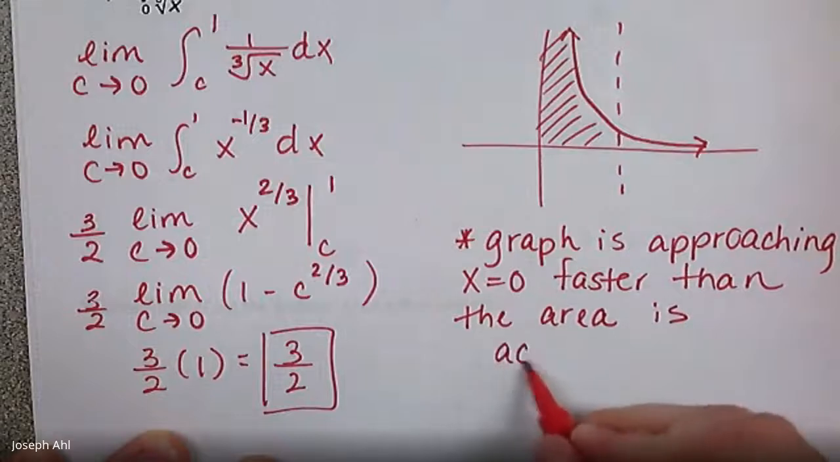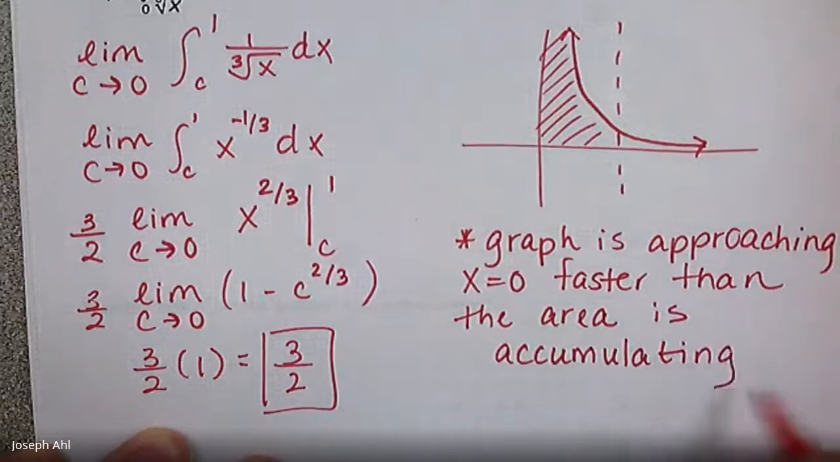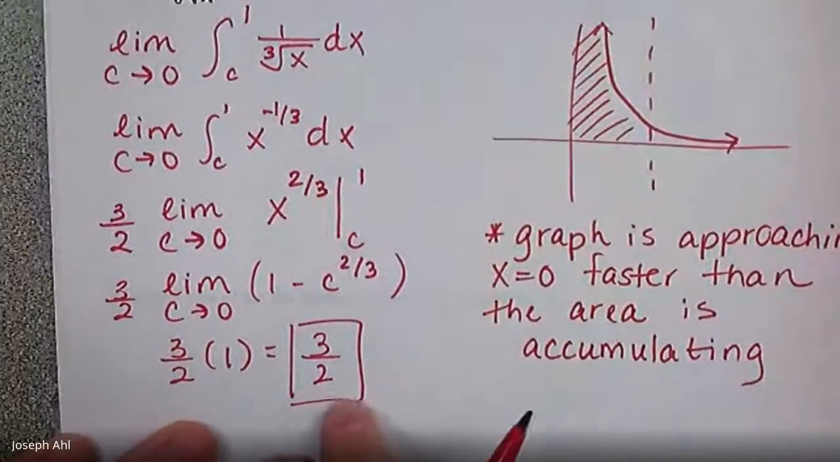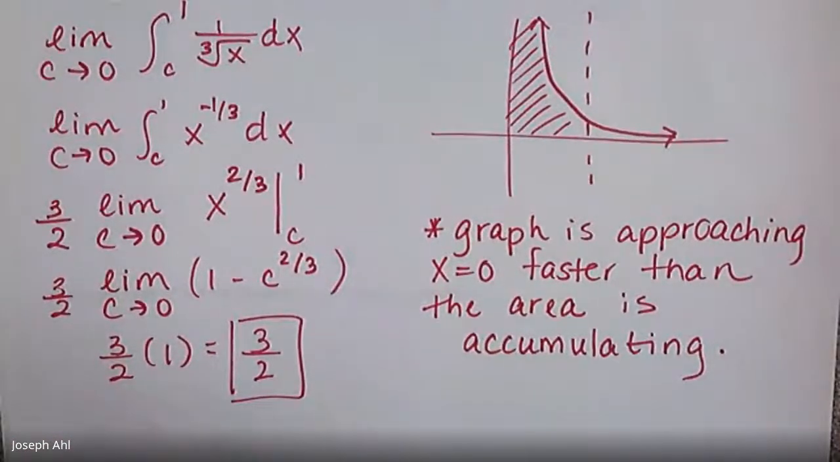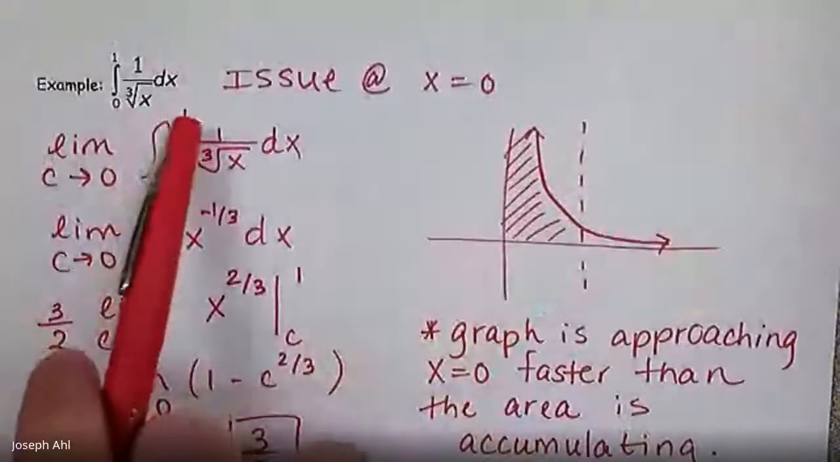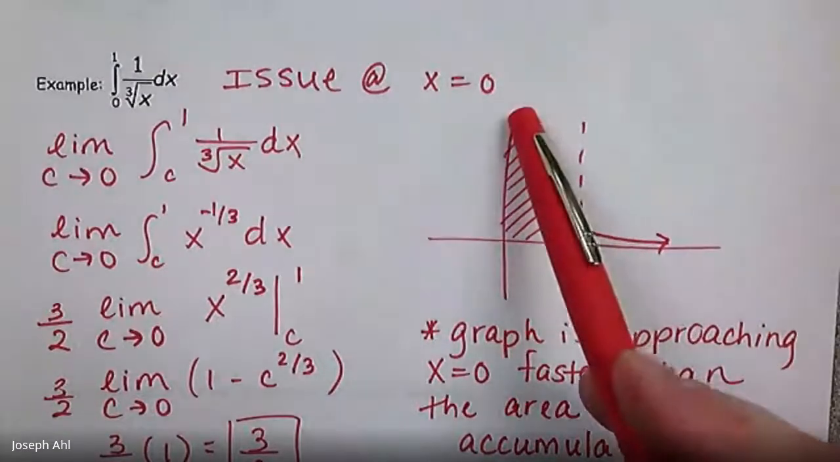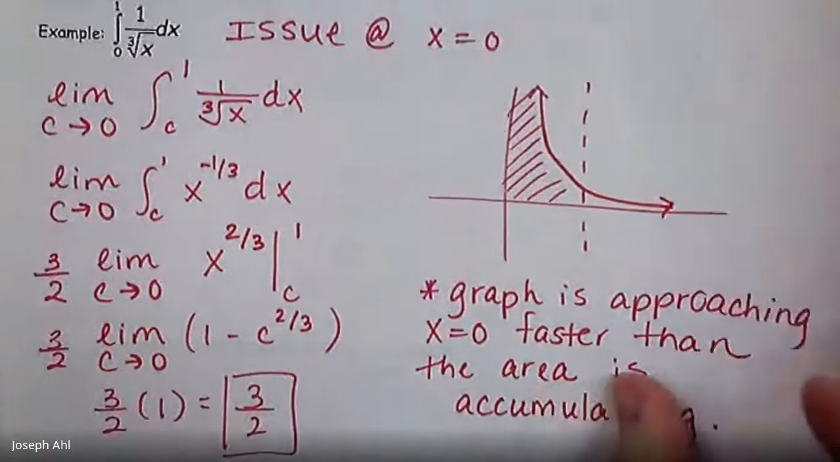So because the function is kind of winning out here, getting closer to the line x equals 0 faster than this area can pick up, that's why in the end we will converge to this value of 3/2. Okay. Now, that won't always be the case. It really is very dependent on what this function is on the inside. Maybe the area will accumulate faster than the function goes to its asymptote. So we're going to have to see that in some subsequent examples.